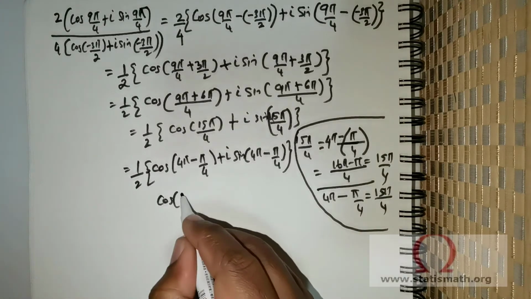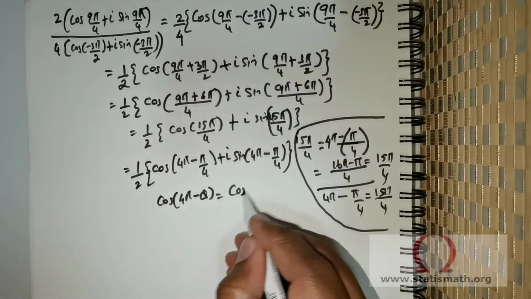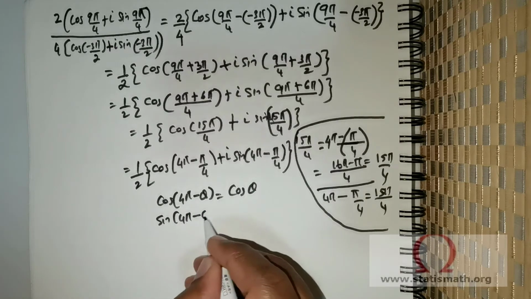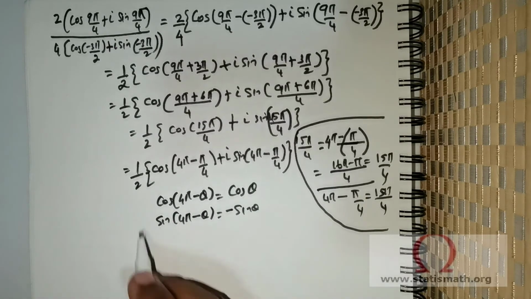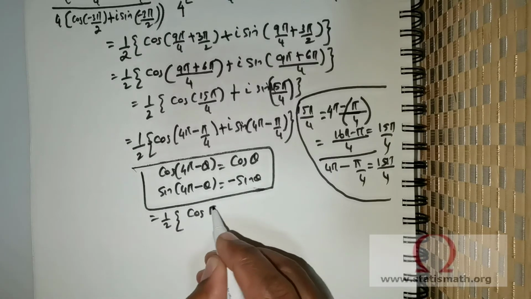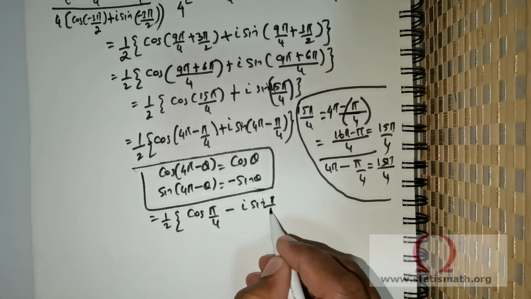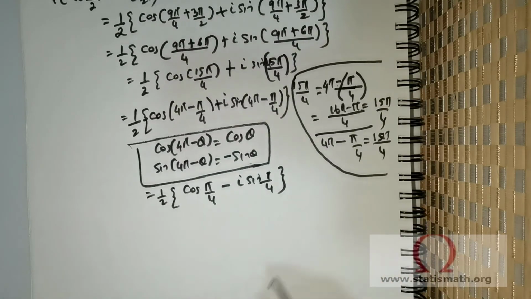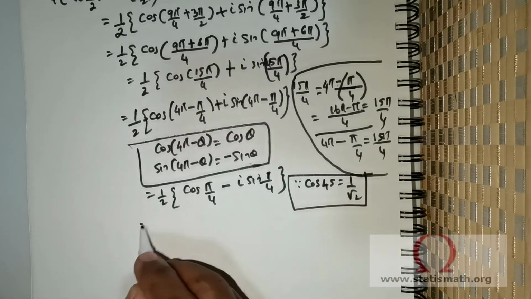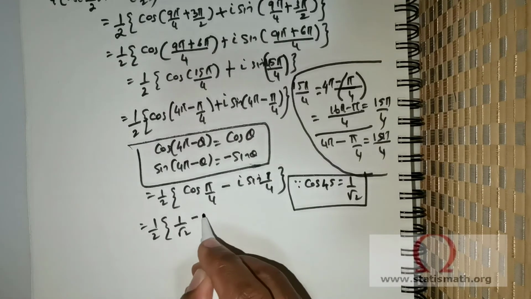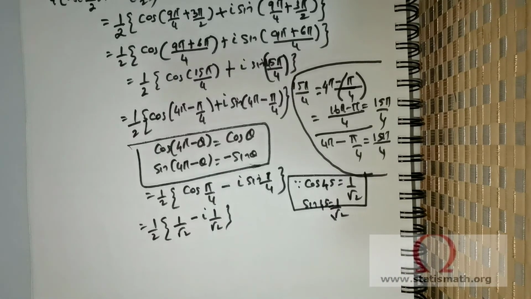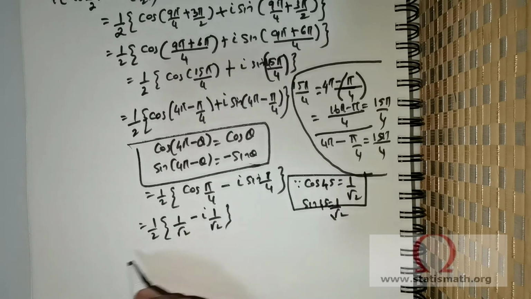Now you have to know cos of 4 pi minus theta is equal to cos theta, by the laws given by trigonometry, and sine of 4 pi minus theta is equal to negative sine theta. So using this formula, I would now rewrite this quantity as cos of pi over 4 minus I times sine pi over 4. Now pi over 4 is nothing but 45 degrees. So cos 45 is 1 over root 2. So that's going to be 1 over 2 times 1 over root 2 minus I times 1 over root 2, because sine 45 is also 1 over root 2. Have that in mind.